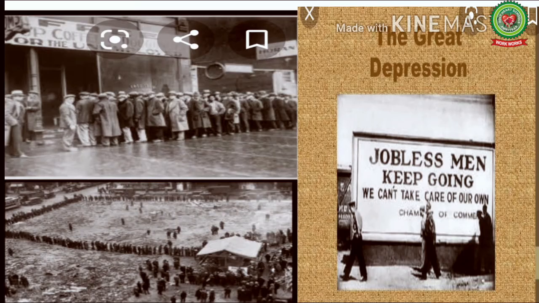On your screen, you can see the pictures related to the 1929 Great Depression, where jobless men were standing outside the government offices so that they could be provided any job. The people were totally dependent on the government for their livelihood.